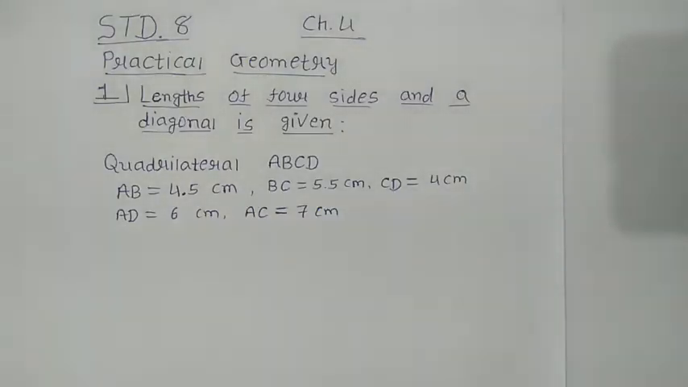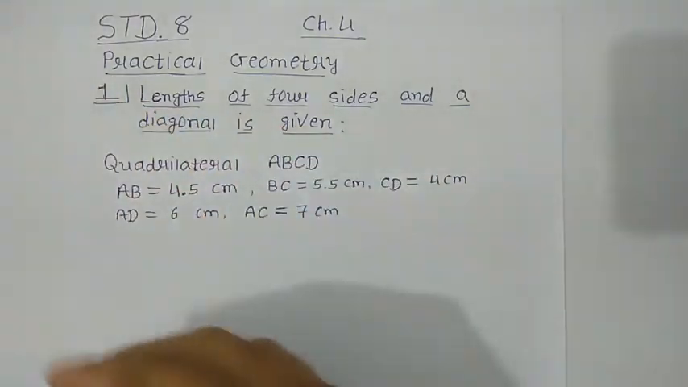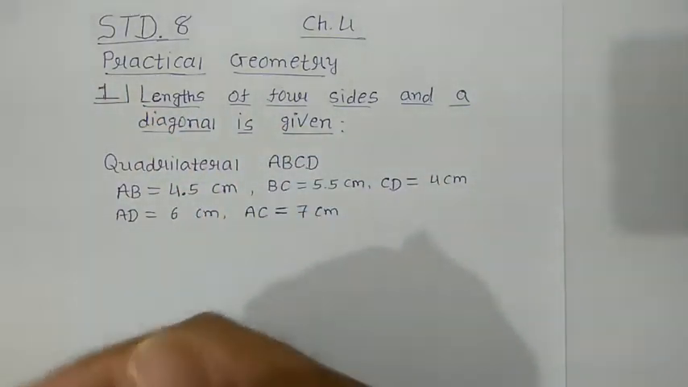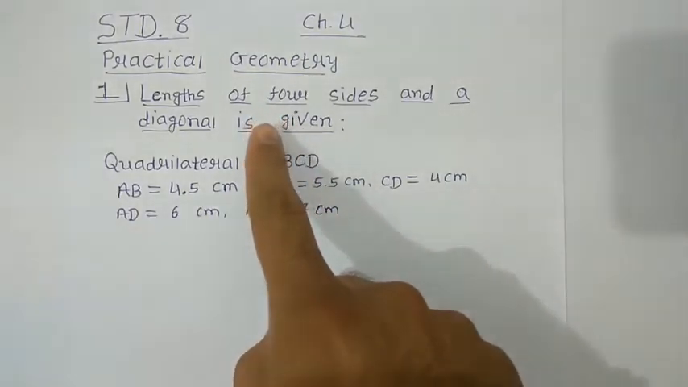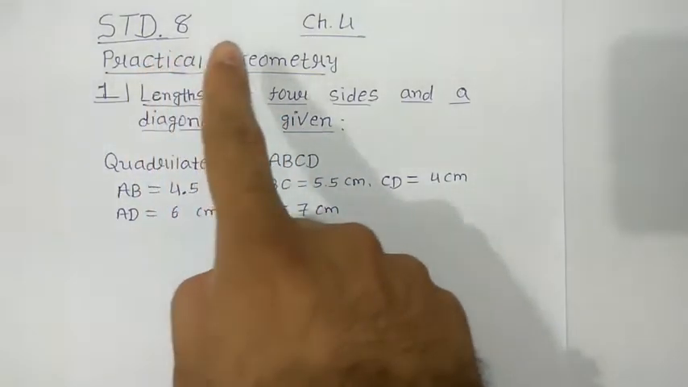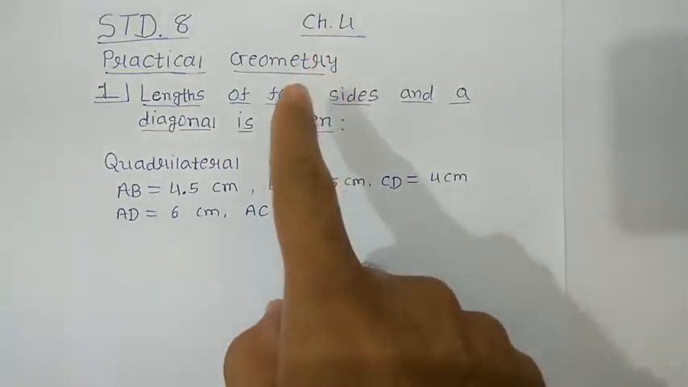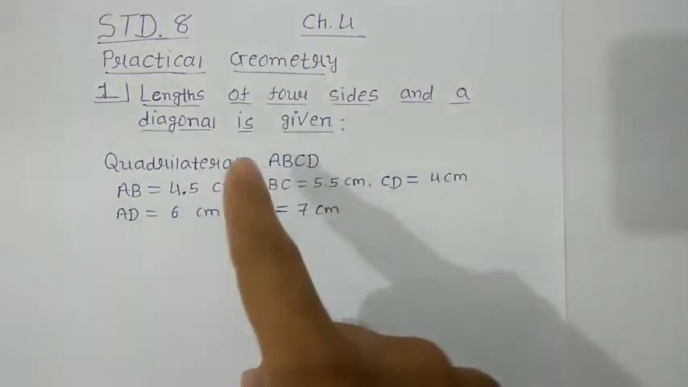Hello students, today we will start the new chapter, that is of standard 8, chapter number 4, practical geometry. Okay, so in standard 7 you have studied how to construct a triangle. So in this class in standard 8, now we will study how to construct a quadrilateral, right?